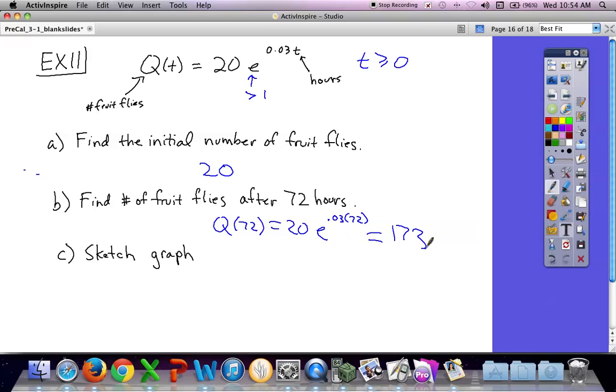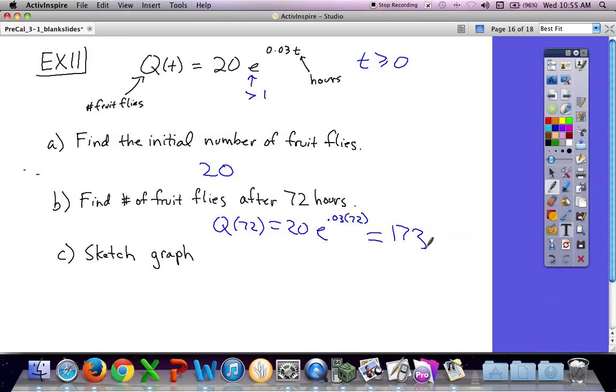Okay, and then we're going to sketch the graph. Well, when they say sketch, to me it implies something other than put it in the calculator and just copy the graph. I mean, we should understand what this graph is going to look like, more or less, shouldn't we? It's exponential growth. We kind of know that it's going to go like that. What will the y-intercept be? It'll be the 20, right?